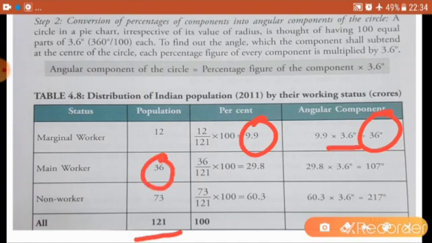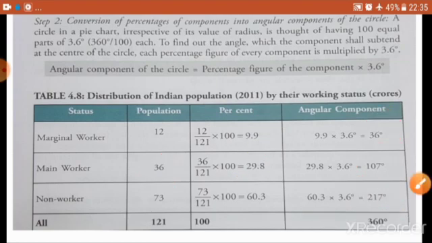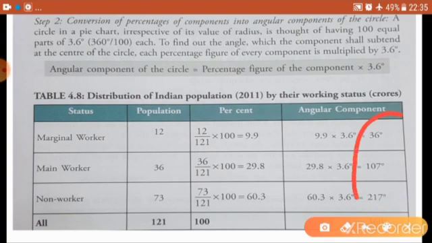Next, for the main worker, the same thing: 36 divided by 121 into 100, we will get 29.8 percentage. That will be multiplied by 3.6 degree, so we will get the angular component of the main worker as 107 degree. The same way we have to do the calculations for the non-worker. We get 217 degree. So based on these values only, we will construct a pie diagram.